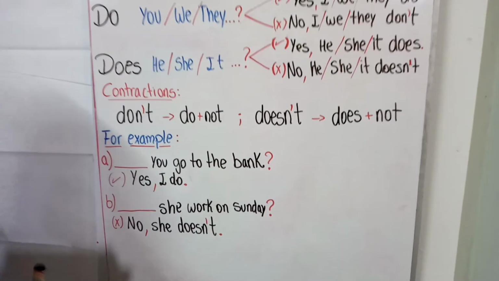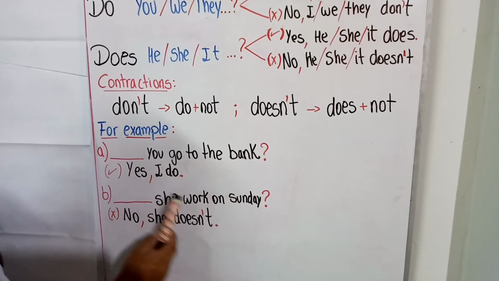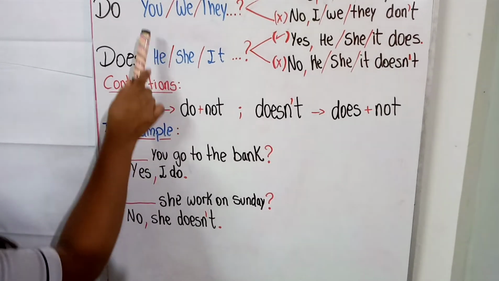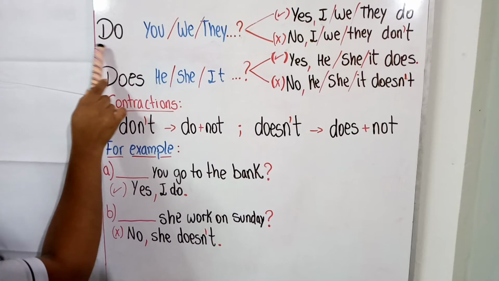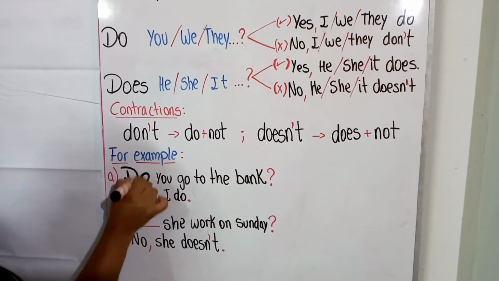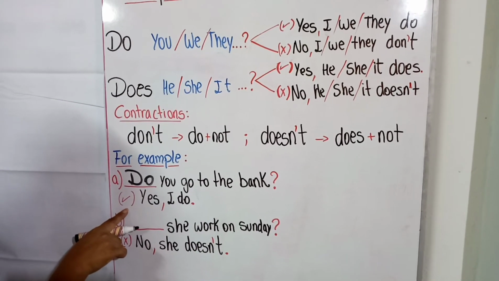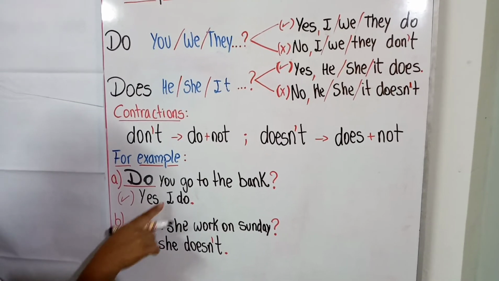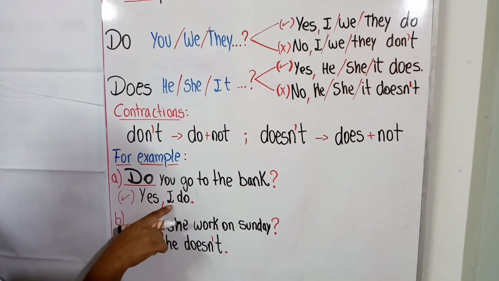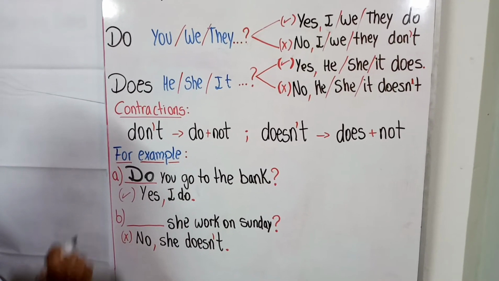For example, here I have you go to the bank. So you have to complete this. You, it's here, you, so I have to complete with do. Do you go to the bank? The answer, it's affirmative. So yes, when you ask with you, your answer is going to be with I. Yes, I do.